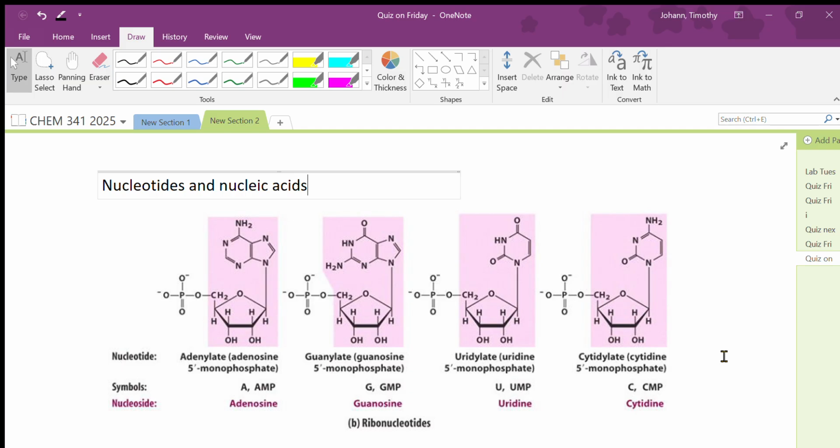Yes? What did you say a nucleoside was? A nucleotide without the phosphate. The nucleoside is without the phosphate. So the nucleoside is the pink, going with the pink color of the names on the bottom.